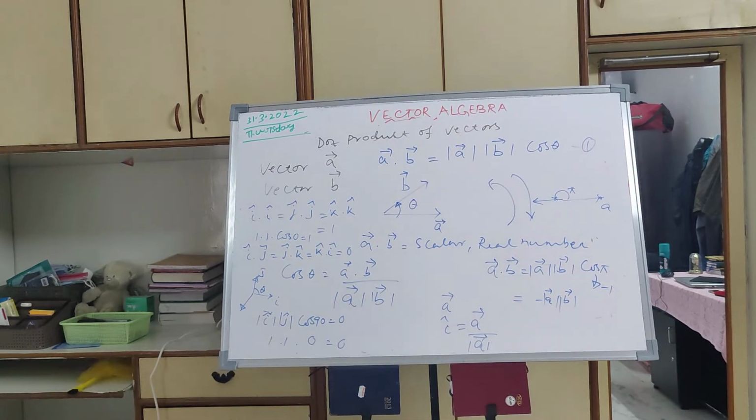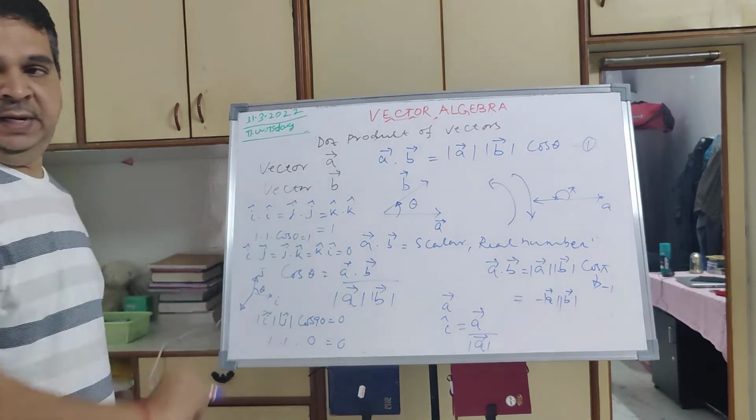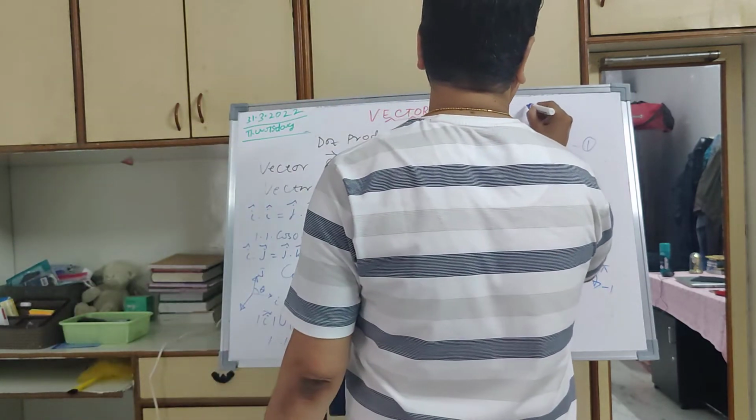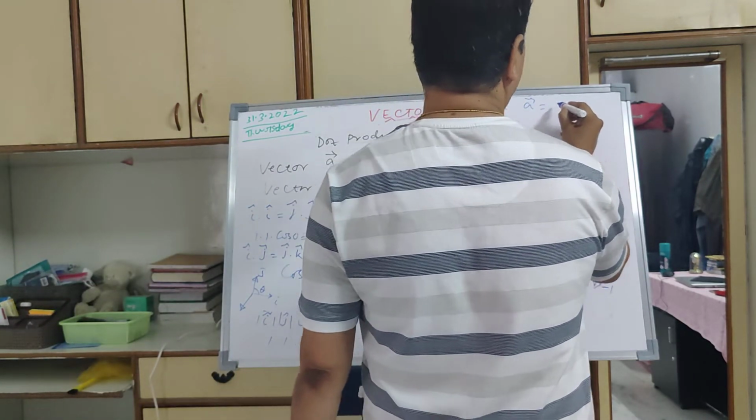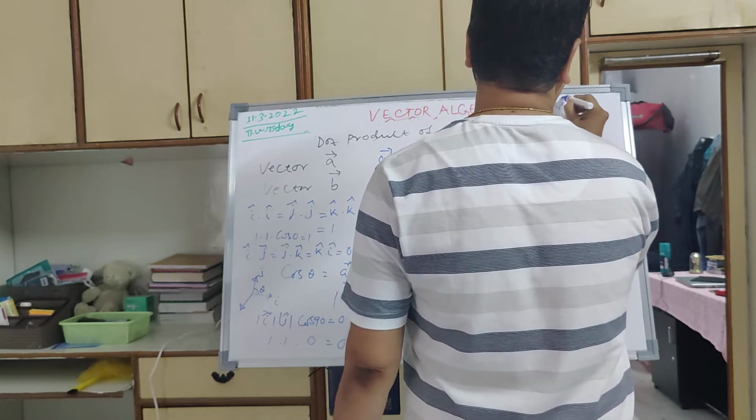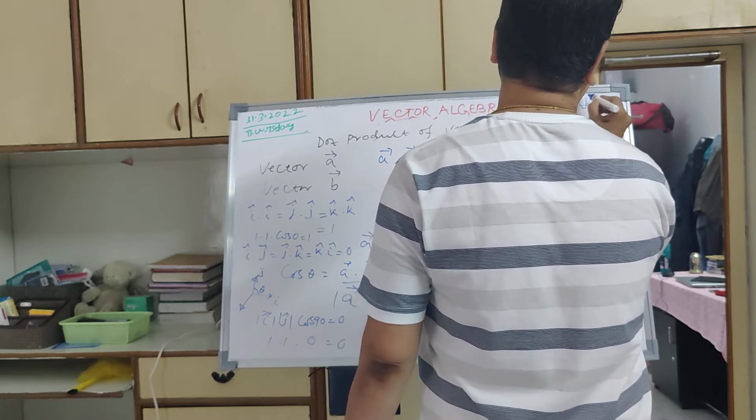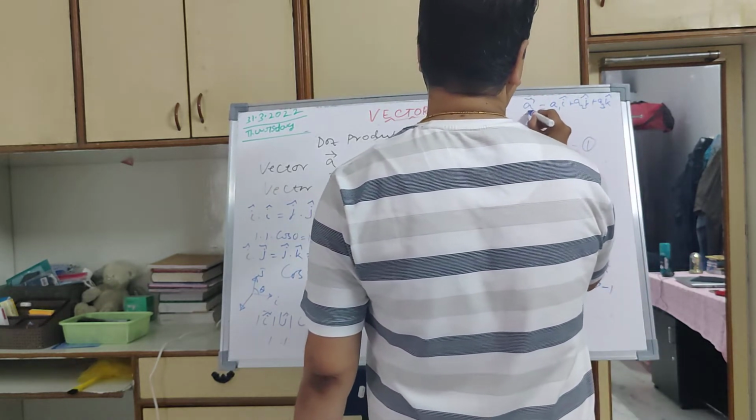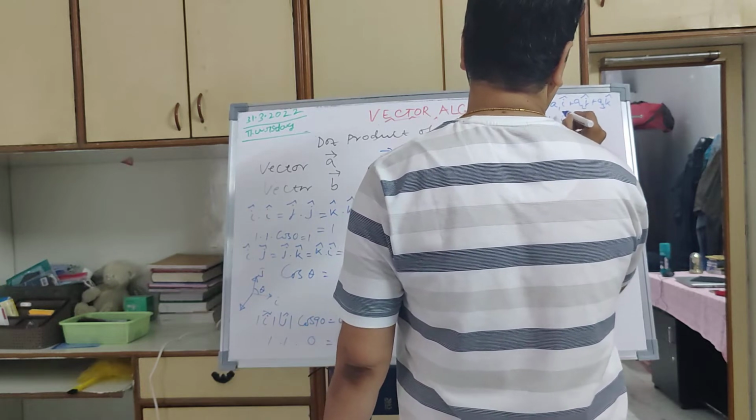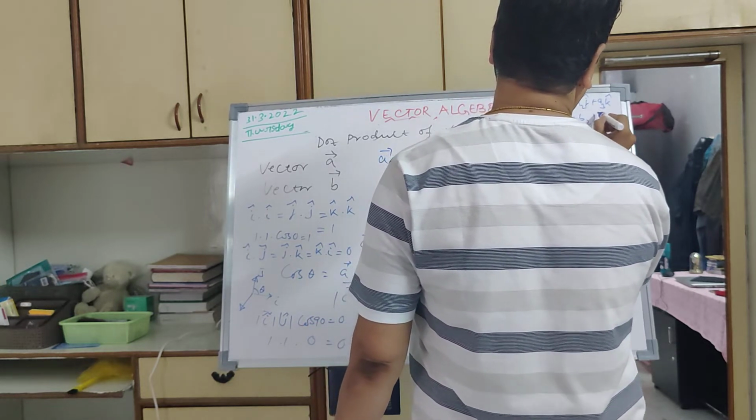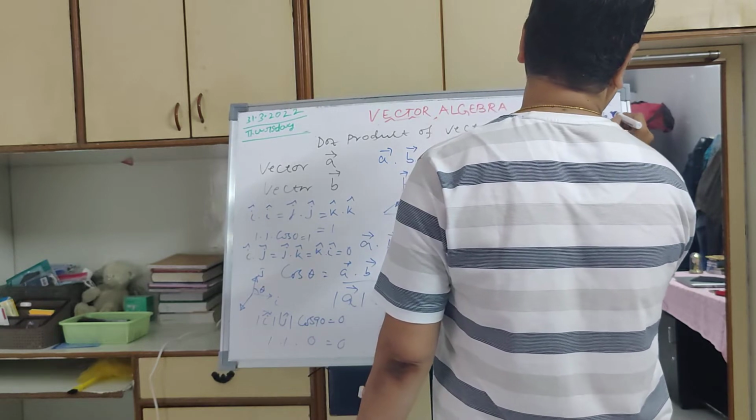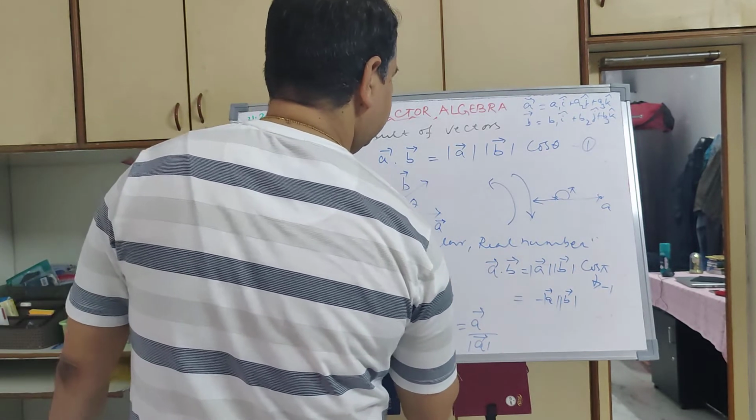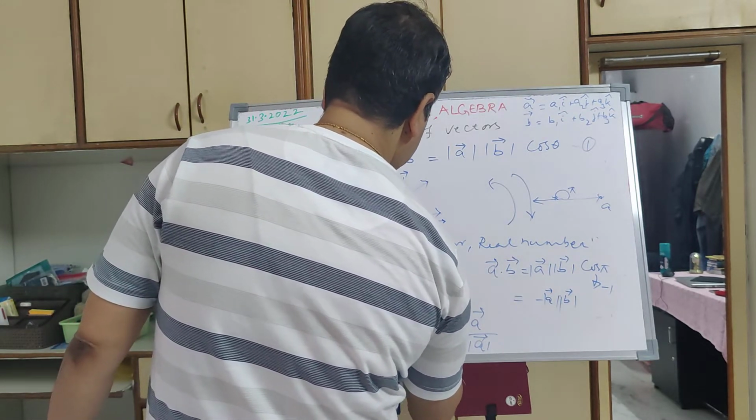Then I have told you the derivation of A dot B. Let us say a vector A is equal to A1 I plus A2 J plus A3 K. And a vector B is equal to B1 I plus B2 J plus B3 K. Okay, so if these are the two vectors, then their product is nothing but A1 B1 plus A2 B2.